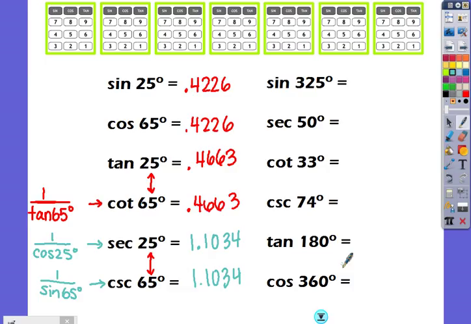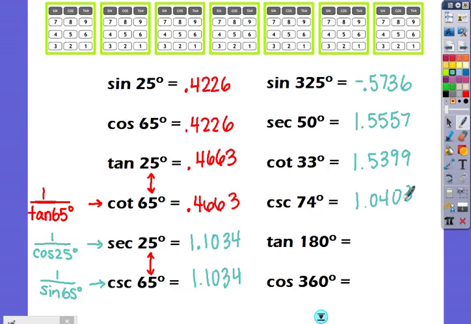Now, what's kind of weird is you could never make a right triangle with a 325-degree angle, and somehow it winds up coming out with an answer, and it's negative, and that makes no sense to us yet. But it will by the end of these couple of weeks. 1 divided by cosine of 50. 1 divided by tangent 33. And tangent 180. Seems like that doesn't make any sense either, right? How are you going to make a right triangle with a 180 degree angle in it? Cosine of 360 is 1. Why? We'll see.